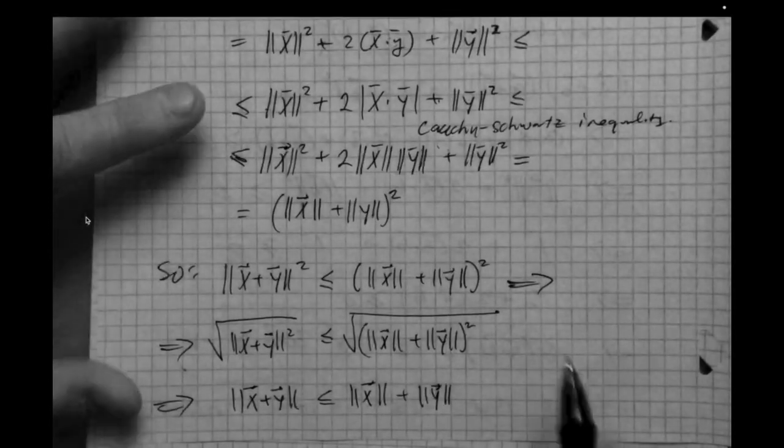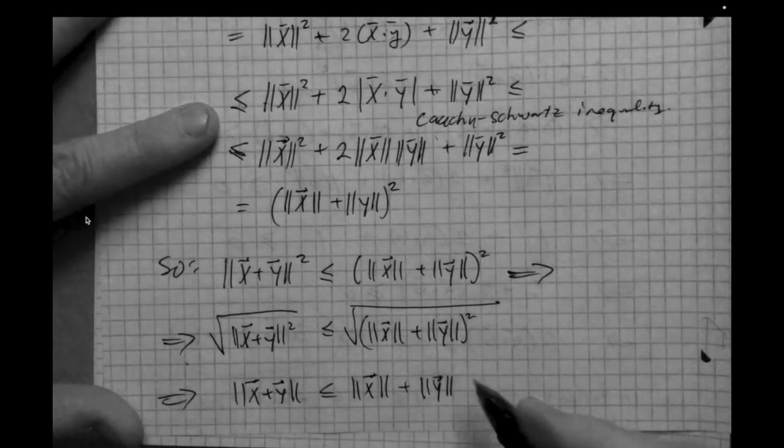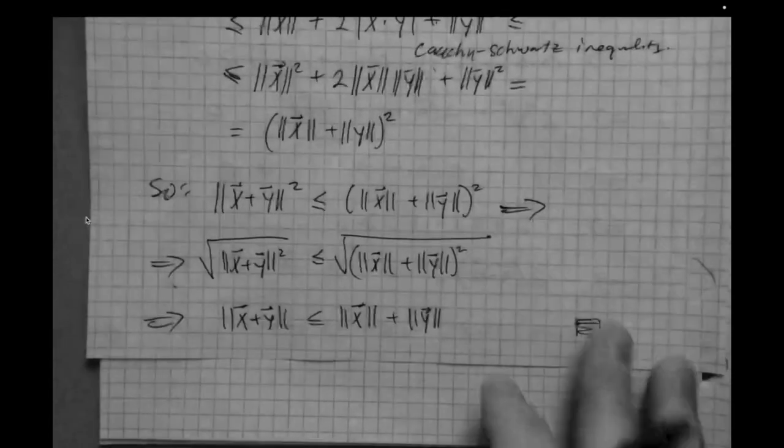Perfect, right? That's exactly what I want. So if I take the square root of the square over here and I take the square root of the square over here, then I get this. And so that's the triangle inequality. All right, excellent. So we've proven the triangle inequality as well as the Cauchy-Schwarz inequality. Great. So that's that part.